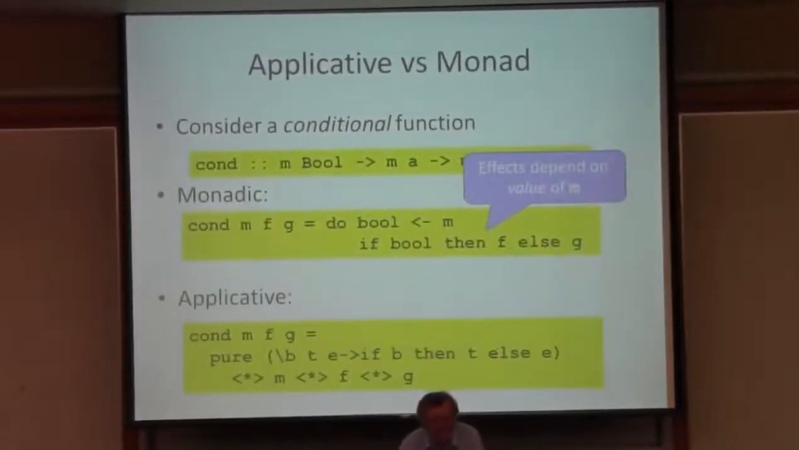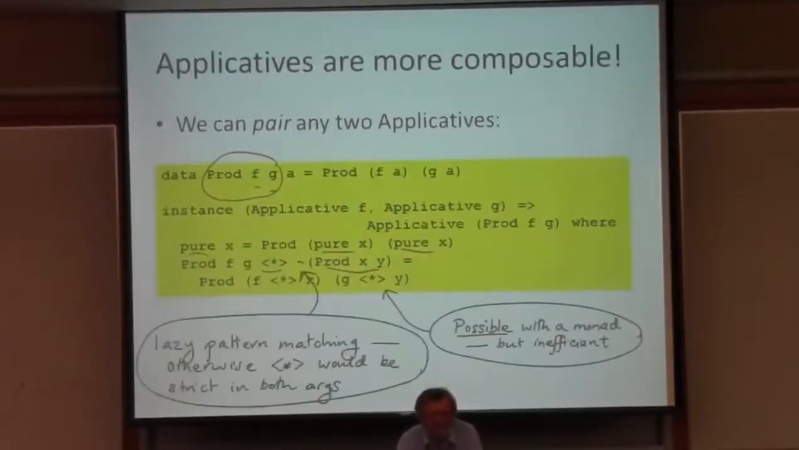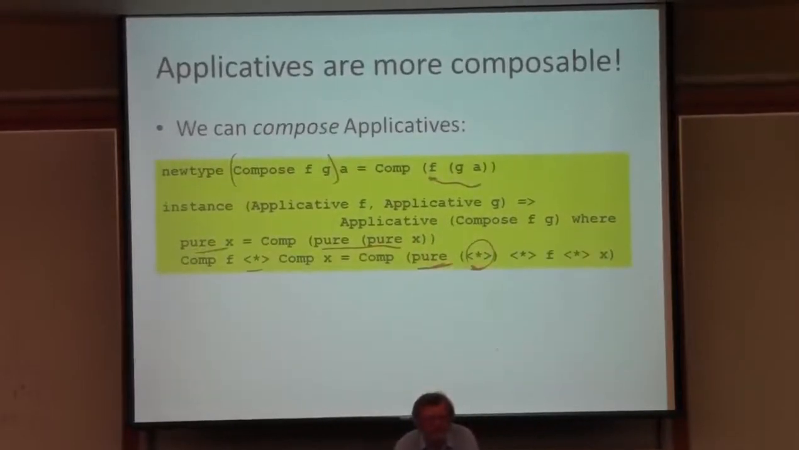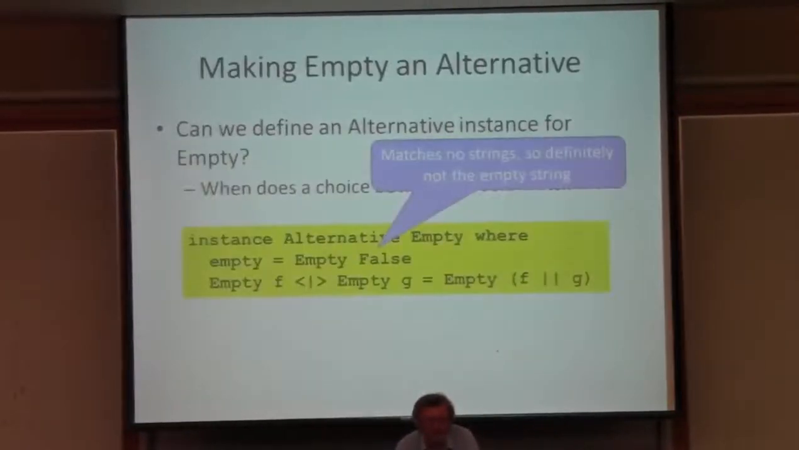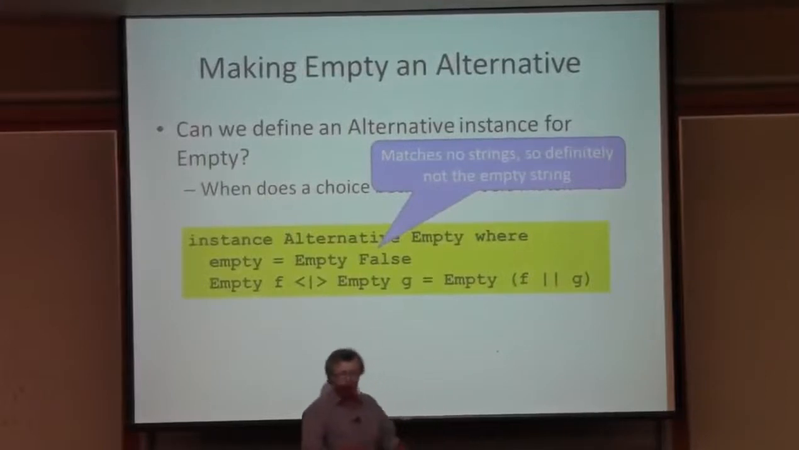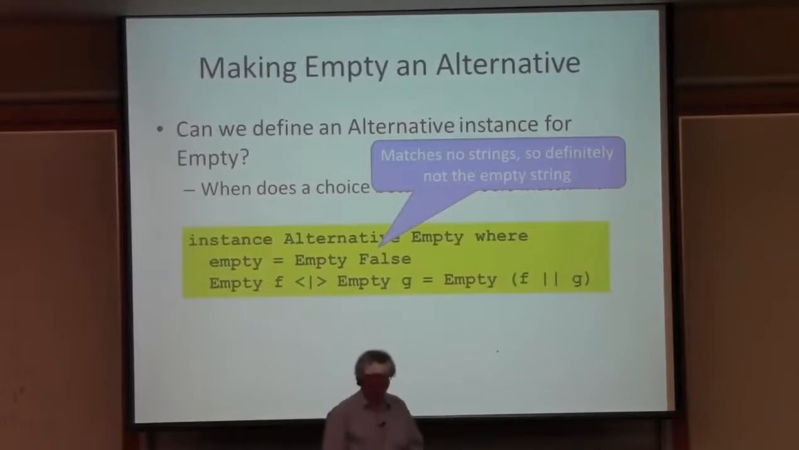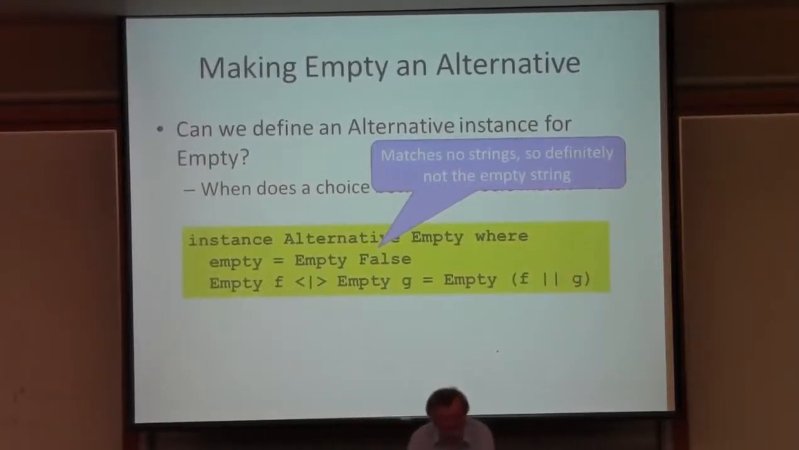Okay, where had I come to? We've done this. Yes, so in the applicative instance, I had true and. Here I have false and or. So it's kind of nice that way.